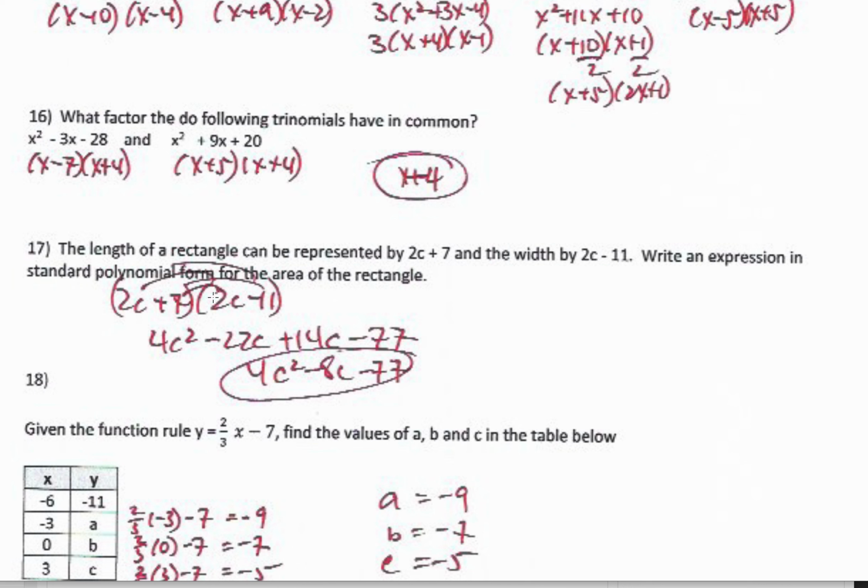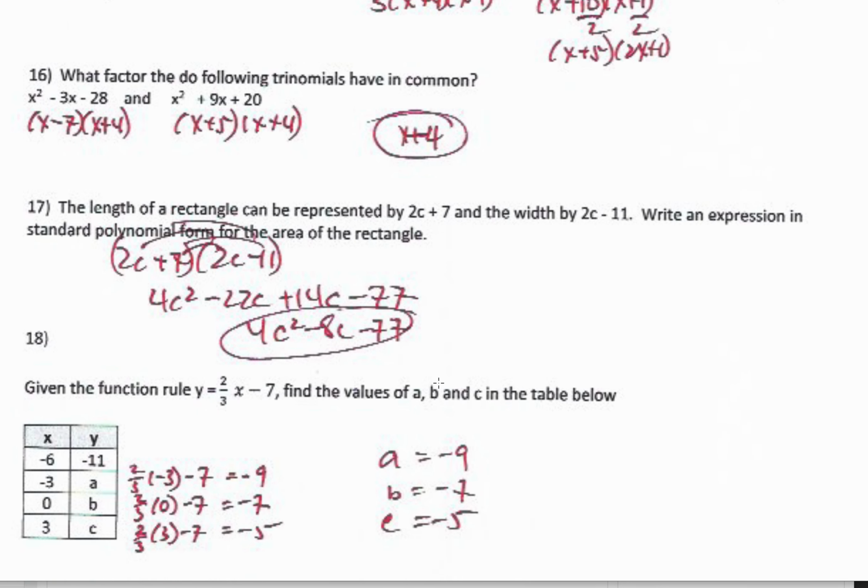Double distribute. 2c times 2c is 4c squared. 2c times negative 11 is negative 22c. 7 times 2c is 14c. 7 times negative 11 is negative 77. That gives me 4c squared minus 8c minus 77.